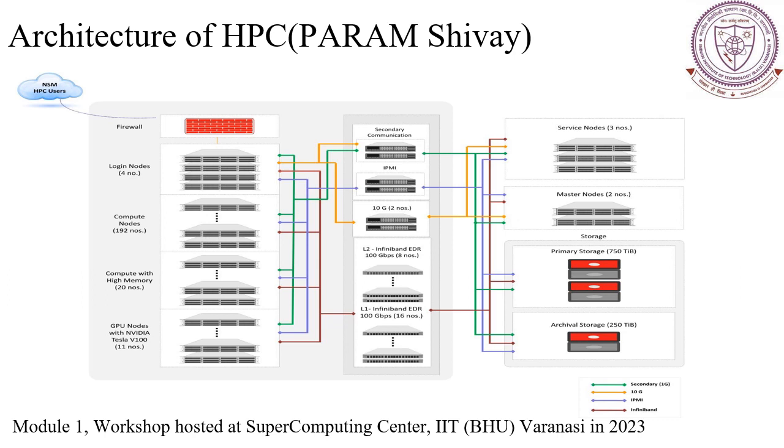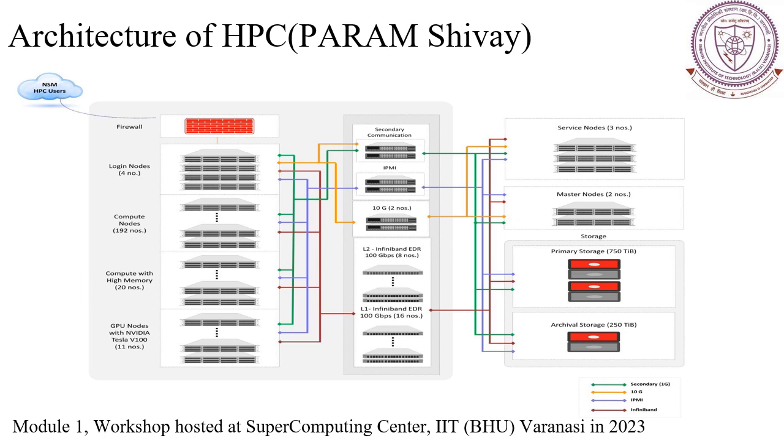Then the next came the compute node. The compute nodes are the nodes where the user's jobs are executed. The compute nodes are equipped with powerful processors and memory, and they are interconnected with a high-speed network. So PARAM Shivay has a total of 224 nodes, which include 192 CPU-only nodes, 20 high memory compute nodes, and 11 accelerated nodes. The CPU nodes are equipped with Intel Xeon processors, which have 20 cores each. The CPU nodes also have 192 GB of memory each.